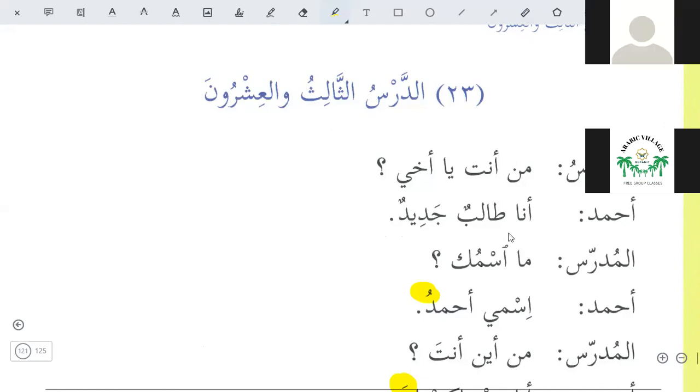Assalamu alaikum wa rahmatullahi wa barakatuh. Wa alaikum assalam wa rahmatullahi wa barakatuh. Ad-darsu ath-thalithu wal-ishrun.